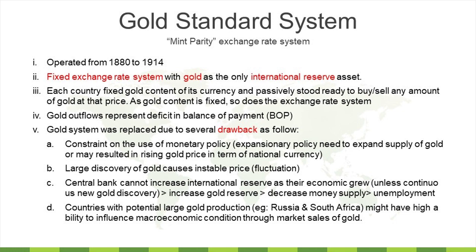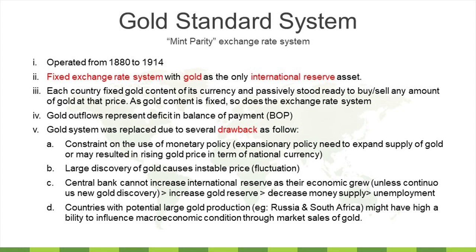1. Operated from 1880 to 1914. 2. Fixed exchange rate system with gold as the only international reserve asset. 3. Each country fixed the gold content of its currency, and passively stood ready to buy and sell any amount of gold at that price. As gold content is fixed, so is the exchange rate. 4. Gold outflows represent a deficit in the balance of payments.